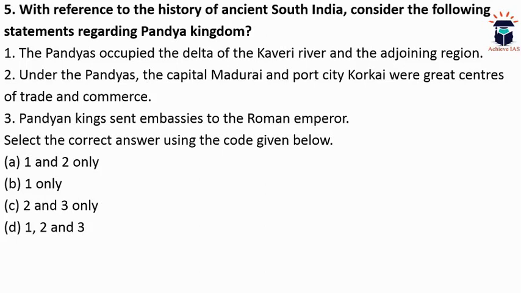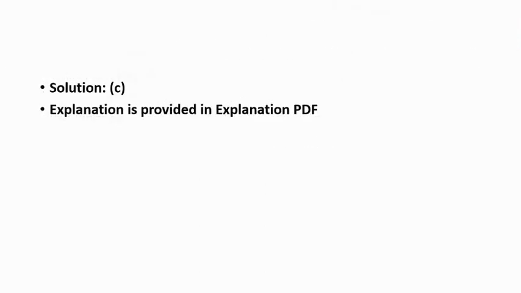But yes, the second statement is correct, that the Pandyas had the capital at Madurai and also the port city of Korkai, which were great centers of trade and commerce. Regarding the third statement, that Pandyan kings sent embassies to the Roman emperor, that is true because they had great trade and commerce with the Roman Empire. The Pandyan kings sent embassies to two Roman emperors, Augustus and Trajan. So only the second and third statements are correct. The correct option is C, and the explanation is provided in the explanation PDF.